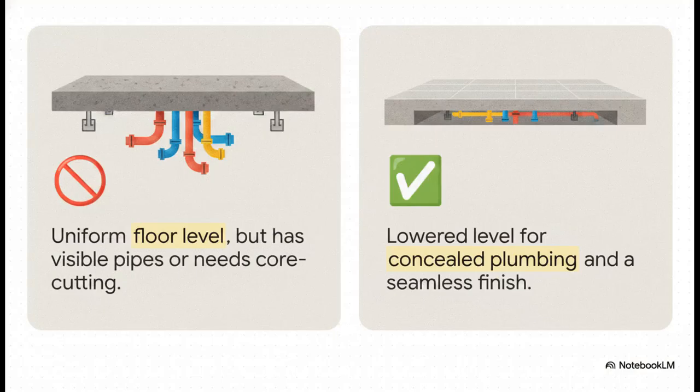And this comparison perfectly illustrates the difference. Imagine a normal slab. It's just a uniform, flat structural level. But when you add plumbing to that, you're stuck either looking at exposed pipes hanging below the ceiling, or you have to aggressively cut through the concrete, which, let's face it, is terrible for structural integrity. Now compare that to the sunken slab. It gives you this lowered zone where all those pipes are completely concealed. Once that void is filled in, you are left with a totally seamless floor finish. For any wet area in a building, it's just visually and structurally vastly superior.